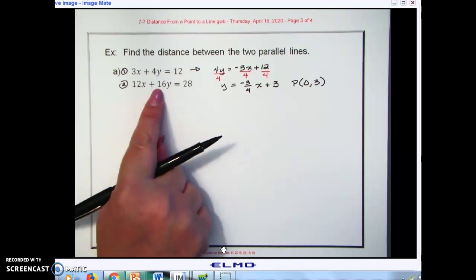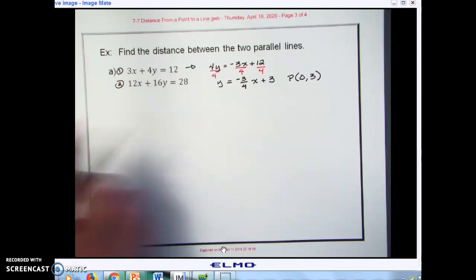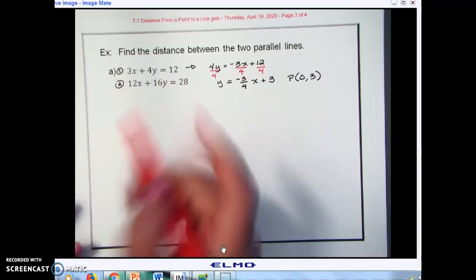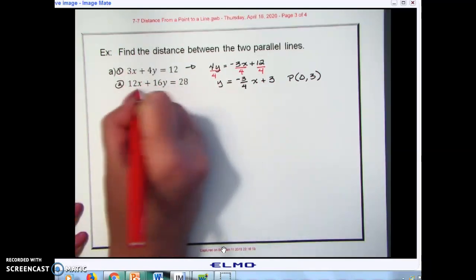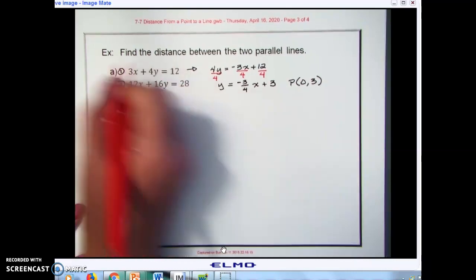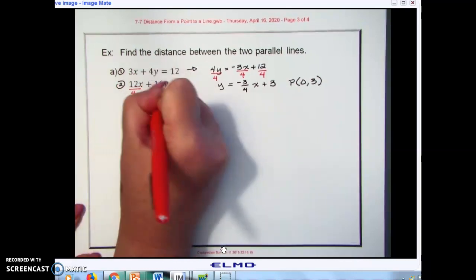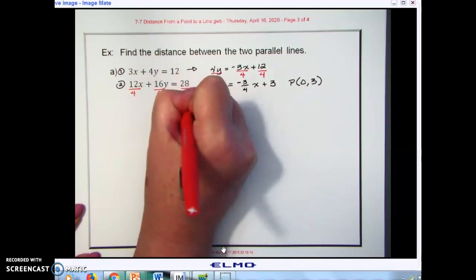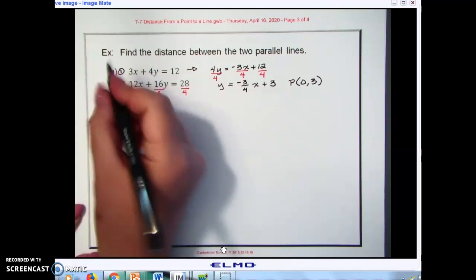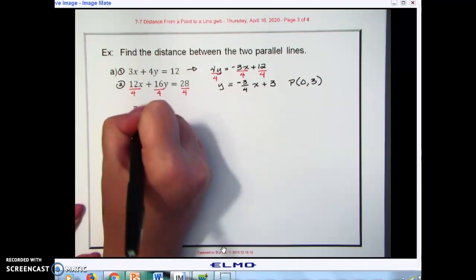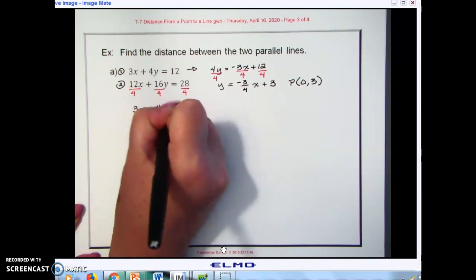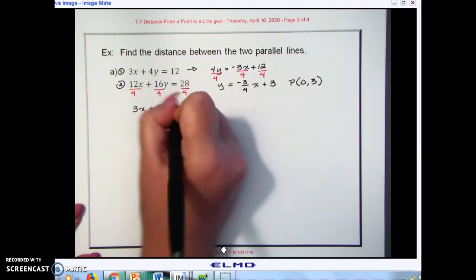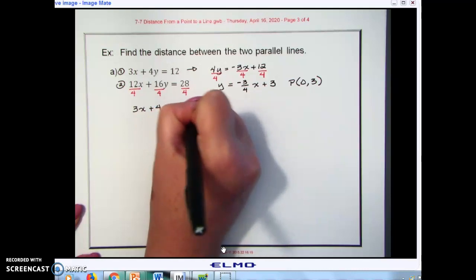So then what we're going to do is put the second equation into normal form. One thing that I notice about the second equation is it is not simplified yet. So we're going to go ahead and divide out that common factor of 4 just to make our numbers a little easier. So from equation number 2, we get 3x plus 4y, and I could say equal to 7, but I'm going to say minus 7 is equal to 0.